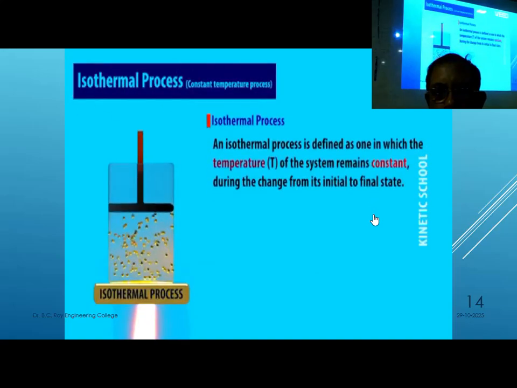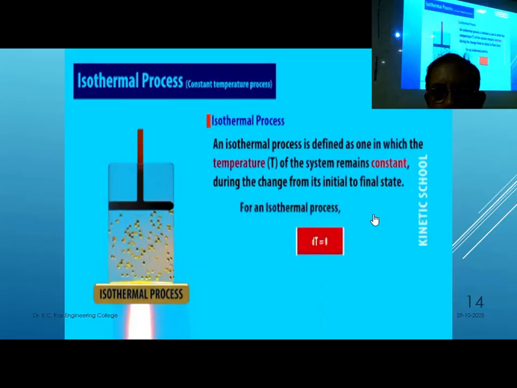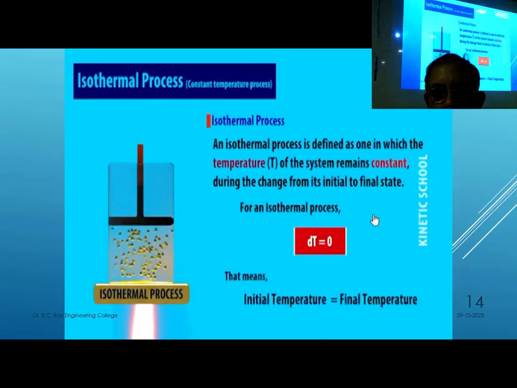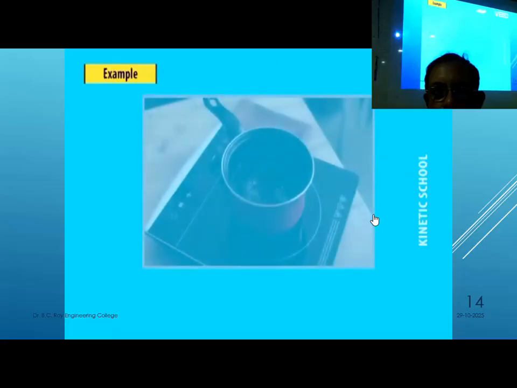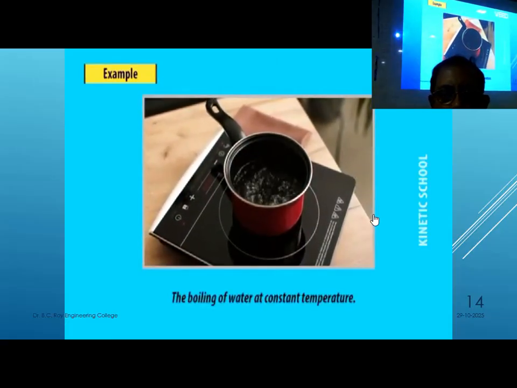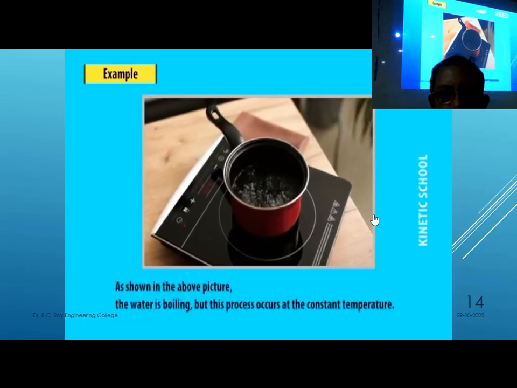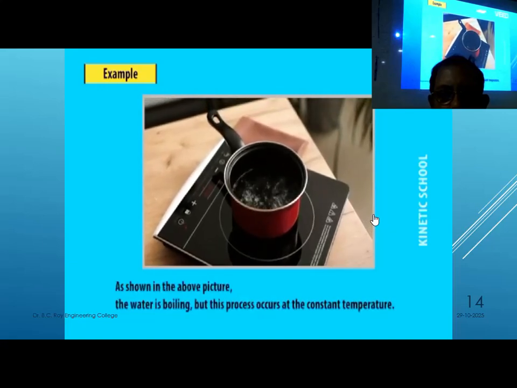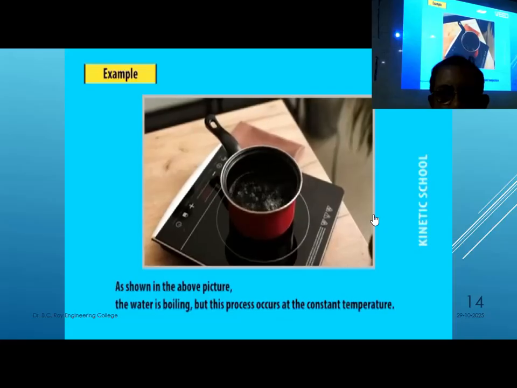An isothermal process is defined as one in which the temperature of a system remains constant during the change from its initial to final state. For an isothermal process, dT is equal to 0. That means the initial and final temperature in this process is same. For example, the boiling of water at constant temperature. As shown in the above picture, the water is boiling, but this process occurs at the constant temperature.